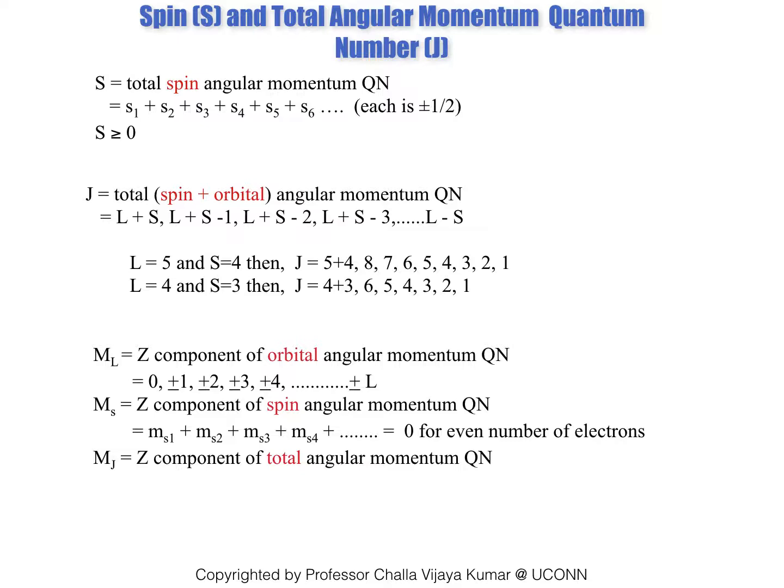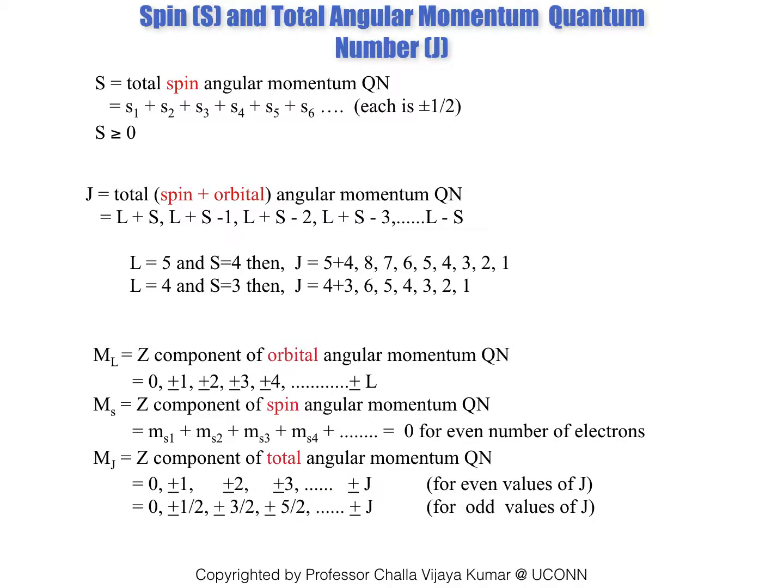Then M sub J, where J is the total spin plus orbital angular momentum quantum number. So M sub J will be the Z component for the total spin plus orbital angular momentum, and that Z component has a quantum number M sub J that is 0, plus minus 1, plus minus 2, etc., up to plus minus J for integer values of J, or plus minus half, plus minus 3 half, plus minus 5 half, up to plus minus J for half-integer values of J. So this is how the numbers work out for these.